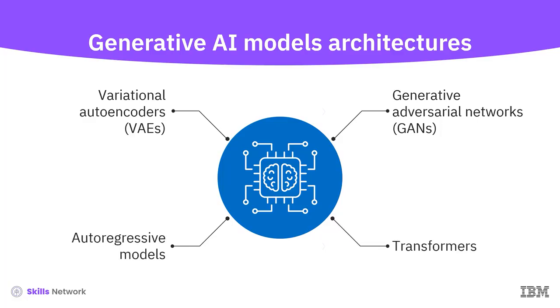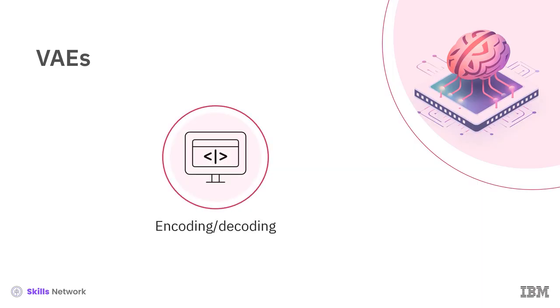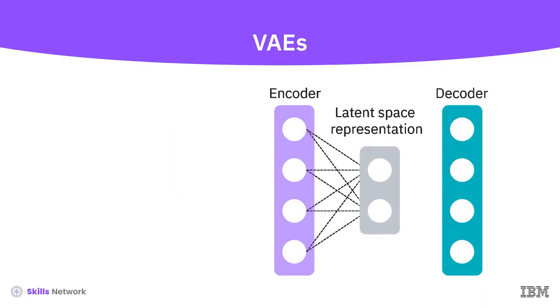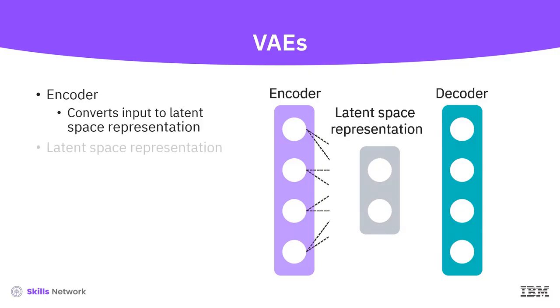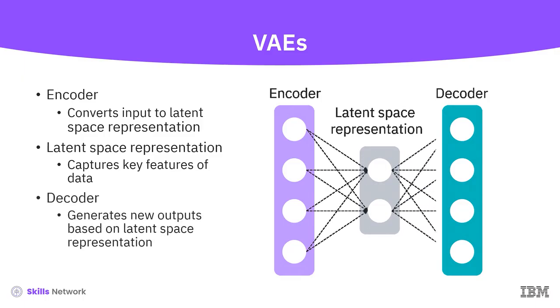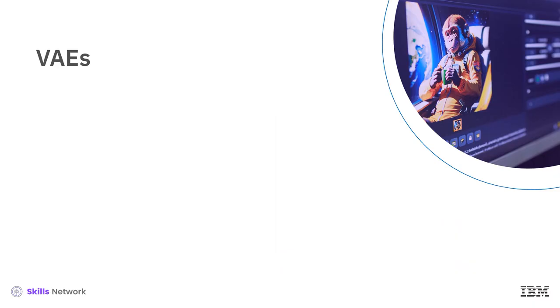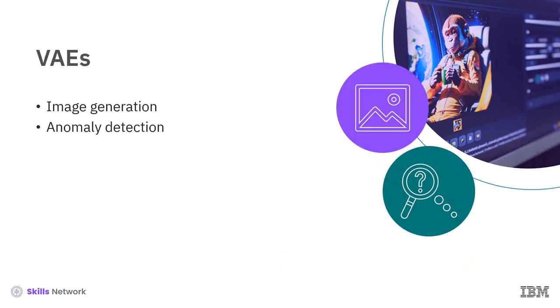and transformers. VAEs work by transforming input data through encoding and decoding. They have three main parts: an encoder network, a latent space, and a decoder network. The encoder takes the input data and turns it into a simpler form called the latent space representation. It holds the key features of the data. The decoder then uses this latent space representation to create new outputs. The applications of a VAE model include image generation, anomaly detection, and so on.